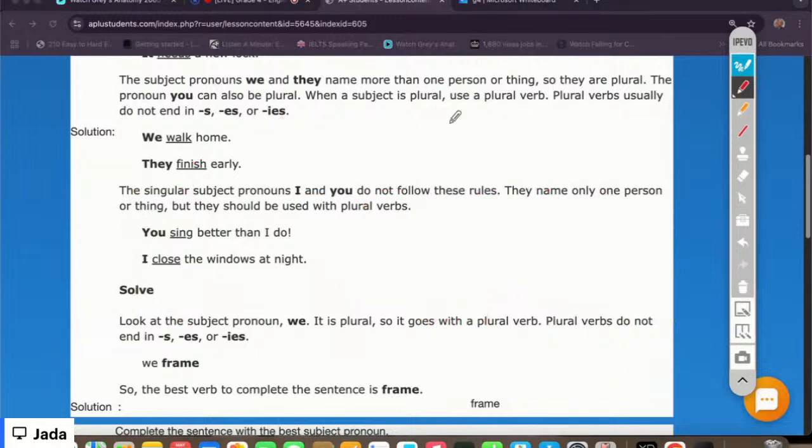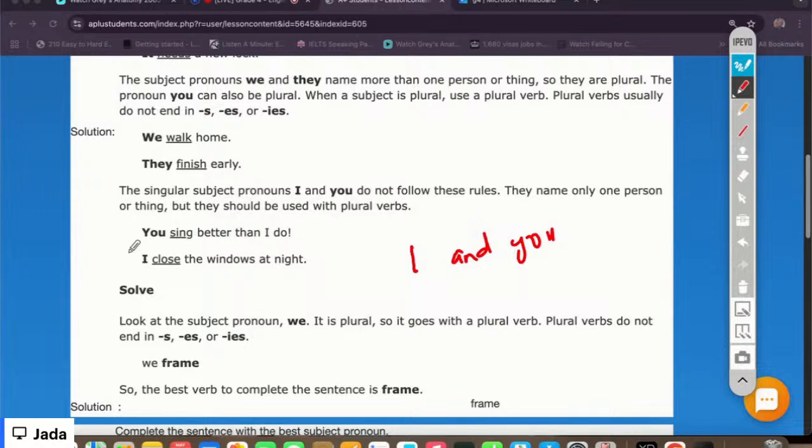All right, and then also the singular subject pronouns I and you do not follow these rules. They are exceptional from the remaining. They name only one person, but they should be used with a plural verb. So you and I, they name singular. They are the only ones that do not follow the rule. They are singular, name one person, but the verb can have s or es, so they can have like plural verbs.